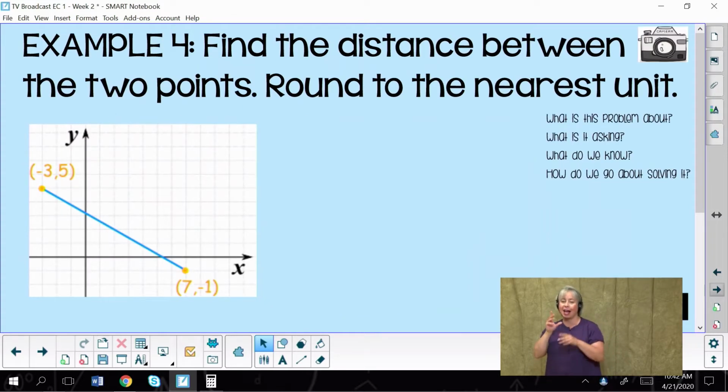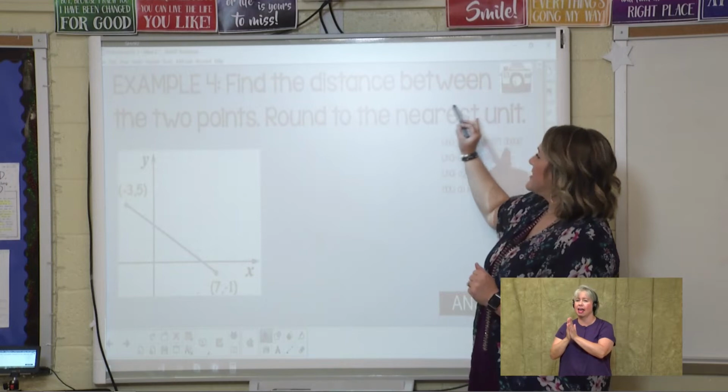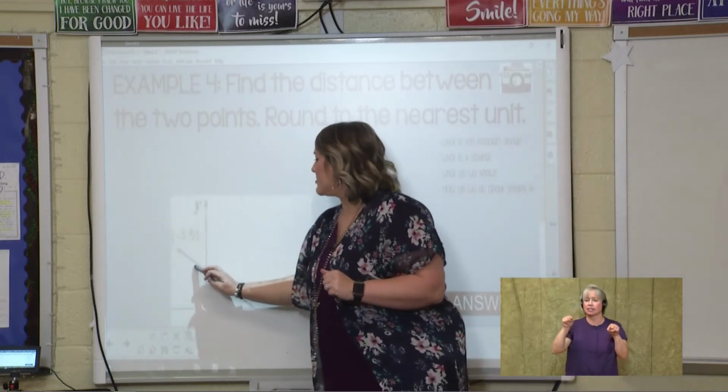All right, example 4 says, find the distance between the 2 points and round to the nearest unit. So we have 2 points on a coordinate grid. What is this problem about? These are reference questions. When you're working mathematics, you want to ask yourself what it's about. You want to talk through it, see what you're given, see what it's asking, so that you can problem solve. So what is this problem about? 2 points on a coordinate grid. There they are. What is it asking? For us to find the distance between the 2 points. They have it drawn out for us.